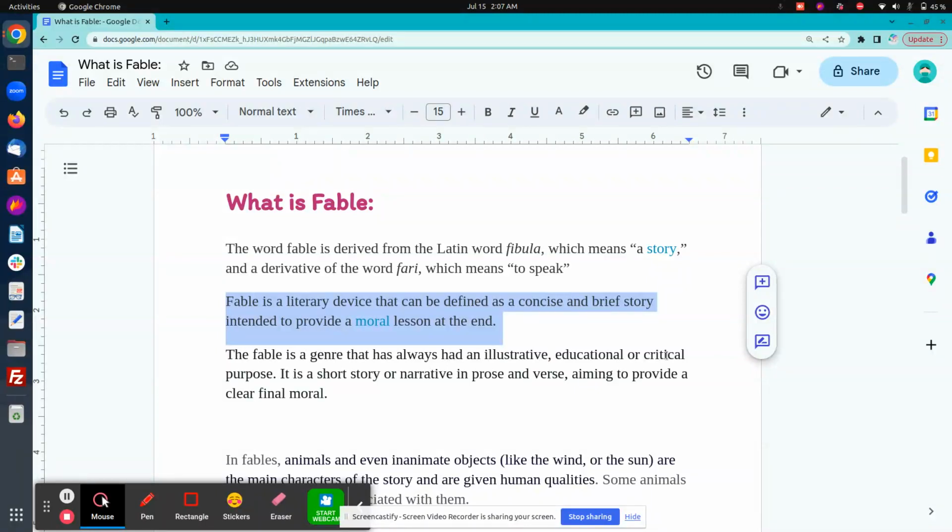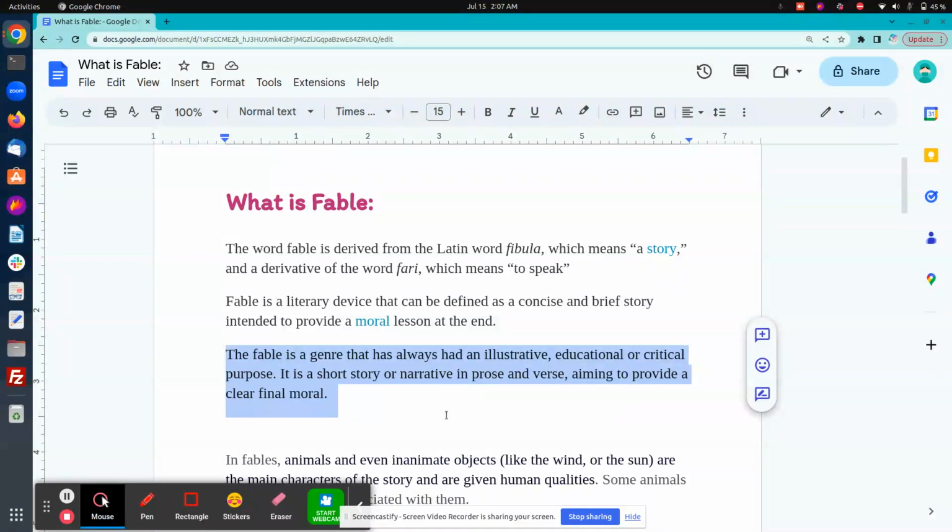And again, it is a literary device, a figurative language. We have thousands of literary devices, for example personification, hyperbole, etc. Next, the fable is a genre that has always had an illustrative, educational, or critical purpose. It is a short story or narrative in prose and verse, aiming to provide a clear final moral. Narration is simply telling a story, in prose and verse, and it always aims to provide a clear, final moral to the readers.